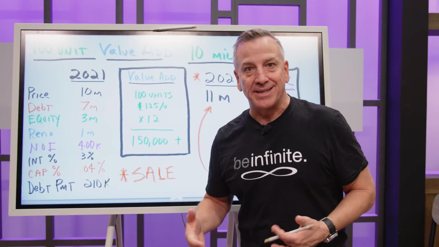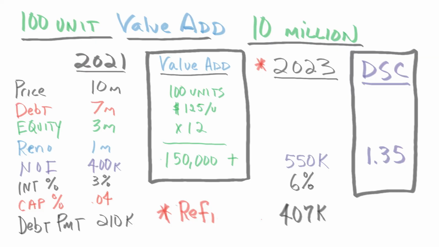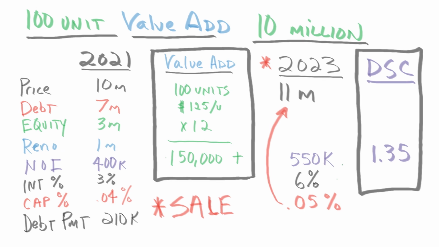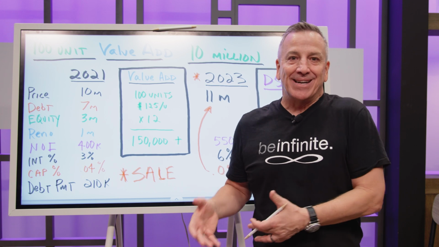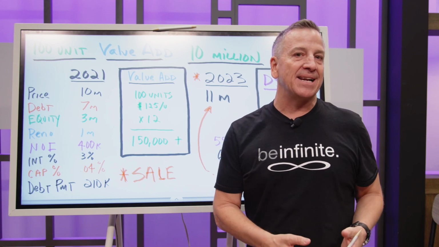So now we're going to look at this exact same deal that we looked at in video 1 as a sale as opposed to a refinance, because a lot of people in video 1 are going to see that they might not be able to refinance their money out, and so that general partner or the limited partners might put pressure on the general partner to say, hey, we're not going to get our money back, let's sell so we can get it back.